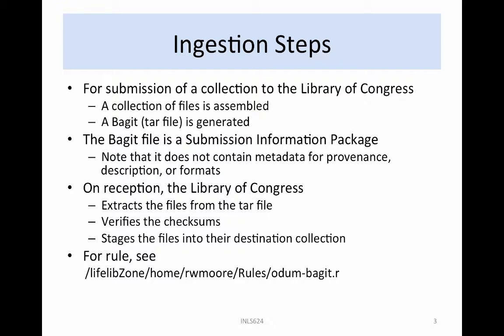The processing steps that are followed for submission of files to the Library of Congress are: assemble a collection of files, generate a BagIt tar file containing the collection. The BagIt file constitutes a submission information package. It must be augmented with metadata for provenance, description, and formats. On reception, the Library of Congress extracts the files from the tar file, verifies the checksums, and stages the files into their destination collection. The rule is available at LifeLib Zone, Home, RW More Rules, odum-bagit.r.